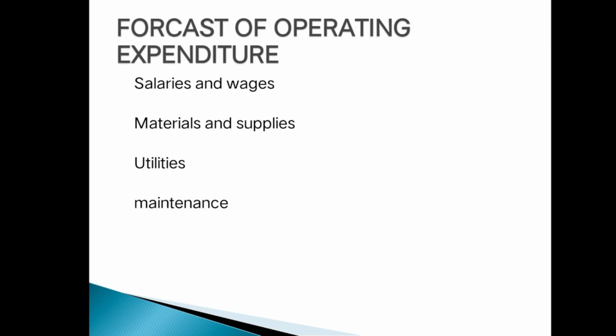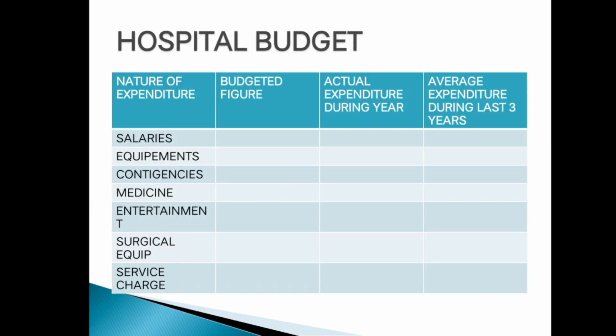Next are materials and supplies, utilities, and even for the maintenance we have to allocate separate budgeting. Every equipment we use in the hospitals or the educational institution requires some manpower. For that purpose we have to plan the budget even for the maintenance, and even for the condemnation process we have to plan the budget. So this is one of the examples of the hospital budget.